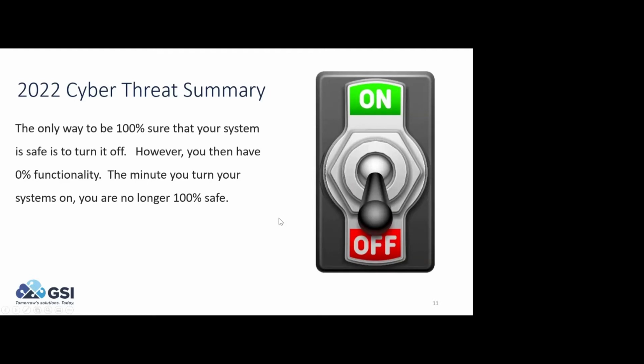This is an interesting thought process, and it comes from a lot of the CISO educators in this world. The only way to be 100% sure that your system is safe is to turn it off. Makes sense, right? If your system is turned off, you won't be hacked. However, then you have 0% functionality, and that's not useful either. But the minute you turn your systems on, you are no longer 100% safe. Just think about that for a while and let it set in.